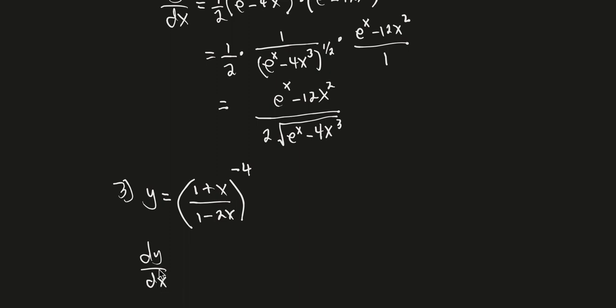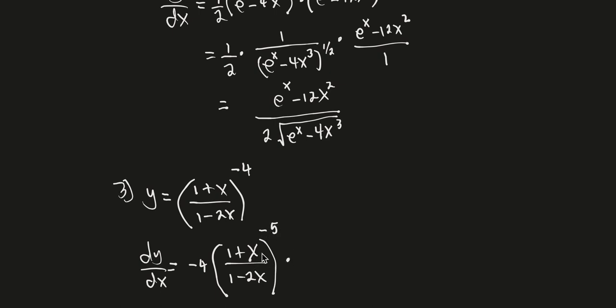Right? And this one will require 2 rules. To differentiate the composite, we'll start by using our chain rule. So take your outer function and find its derivative. Well, again, it's a power, so we're going to bring the power down, and then I have to keep the inner function as it is, and then subtract 1 from that exponent. And negative 4 minus 1 is negative 5.